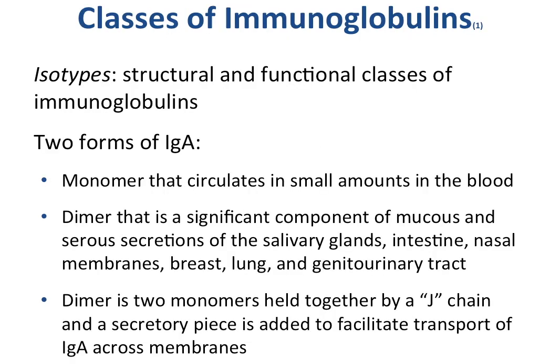Now let's talk about different immunoglobulins. First, let's talk about IgA. We have two forms, called isotypes. One is the monomer, which is just one molecule of IgA. The dimer means two IgA linked together. The dimer is widely found in our body, such as in the salivary glands, intestine, nasal passages, breast milk, lung, and genitourinary tract.